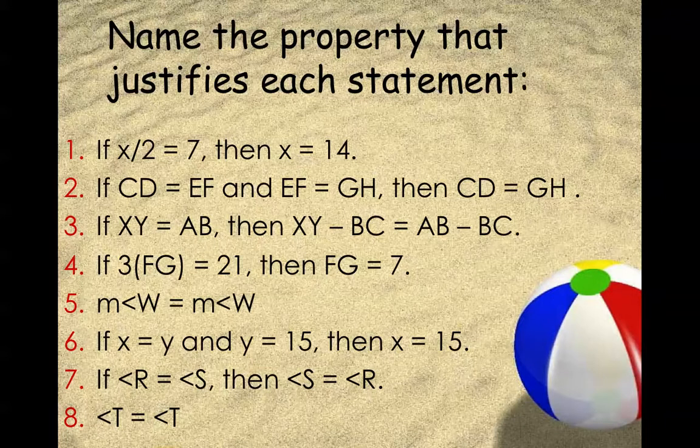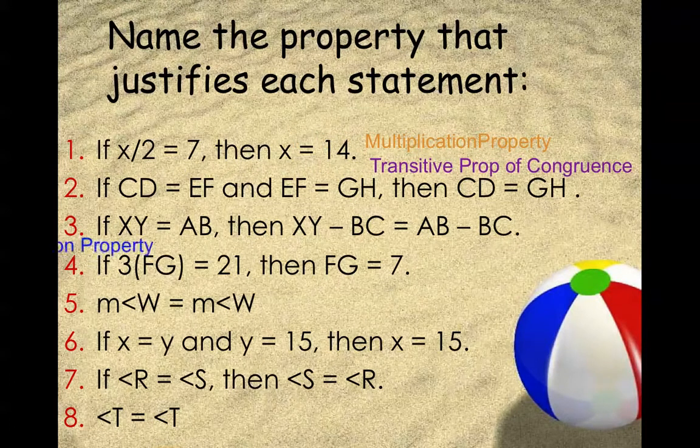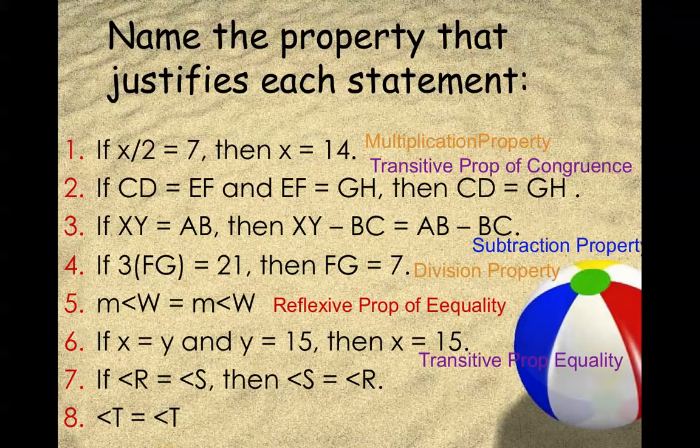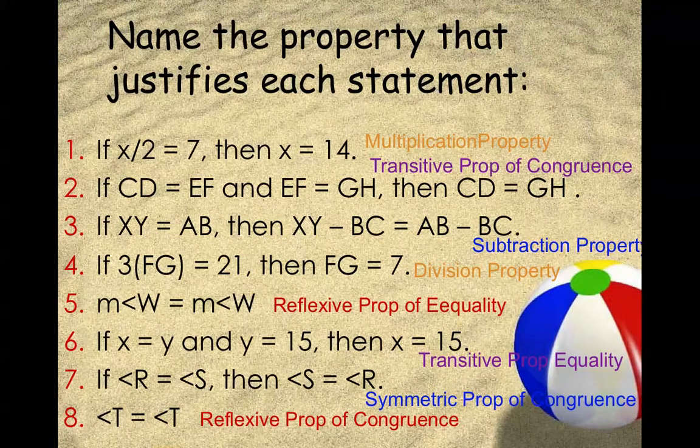And here are your answers. Multiplication property, transitive property of congruence, subtraction property, division property. Number 5 is reflexive property of equality. Oops, with a typo. Number 6 is transitive property of equality. Number 7 is symmetric property of congruence. And 8 is reflexive property of congruence.